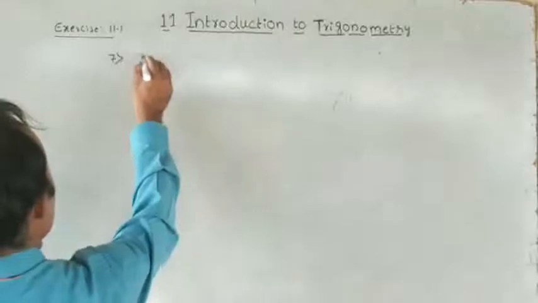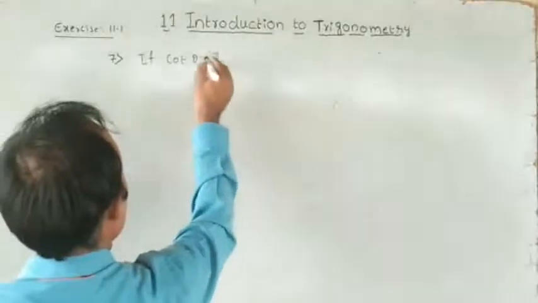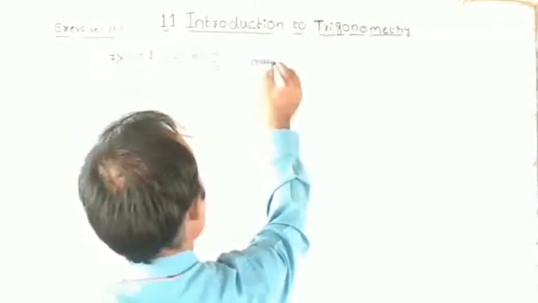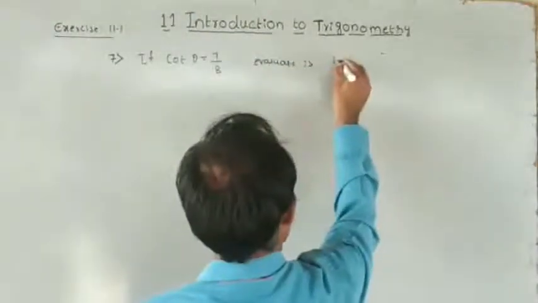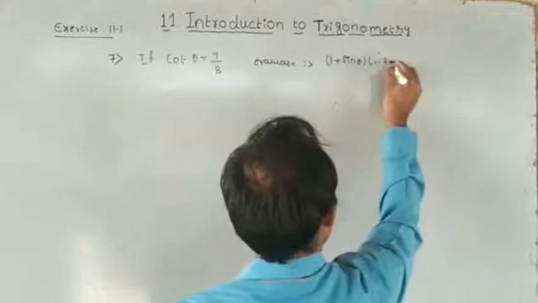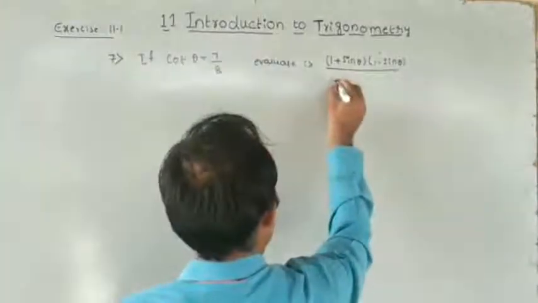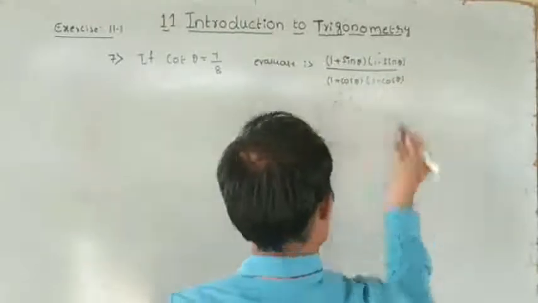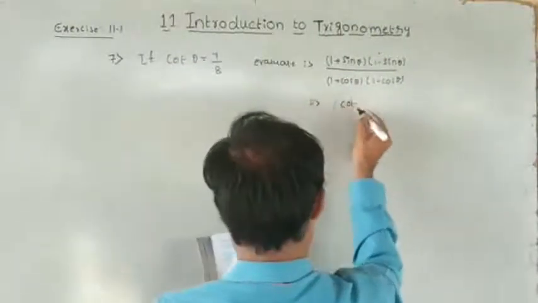If cot theta is equal to 7 by 8, evaluate: question number 1, 1 plus sin theta into 1 minus sin theta, divided by 1 plus cos theta into 1 minus cos theta. Second one, cot square theta.